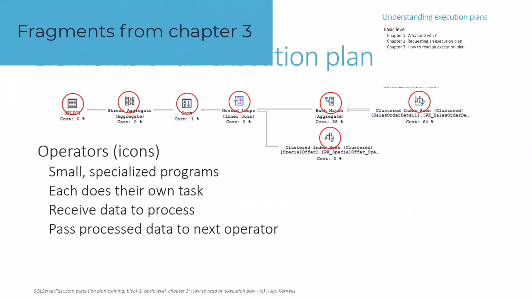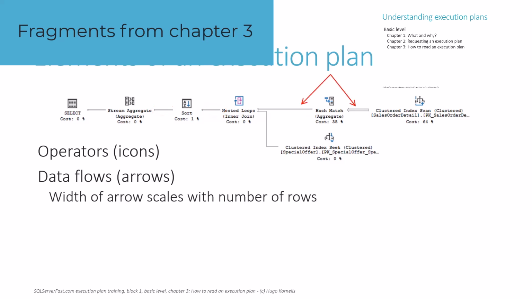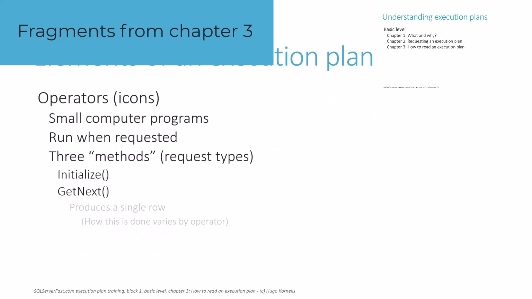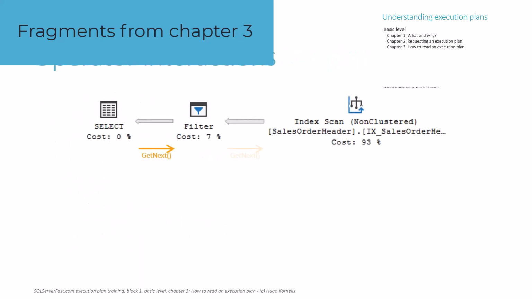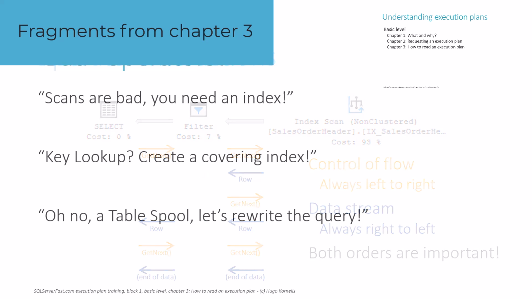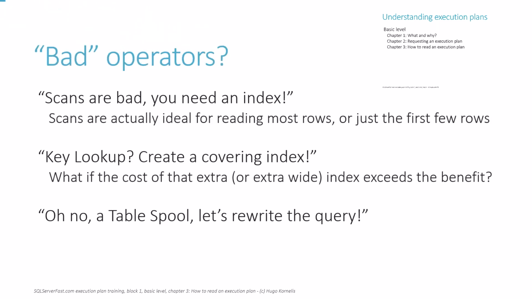In Chapter 3 we explain the basics of how to read an execution plan. We cover the main elements of execution plans, the operators and the data flows. We also cover how these two elements interact with each other as an execution plan is running. We then use that knowledge to explain why execution plans should not be read right to left, nor left to right, but each and every way. The chapter ends by addressing a few common misconceptions.